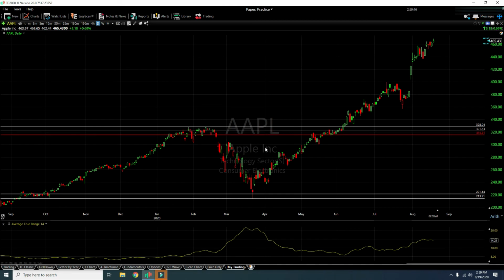The last point is, how do we increase our risk to reward ratio using support resistance? Let me remove the stop loss lines I have drawn. These are the two areas I marked for support resistance in Apple's daily chart.